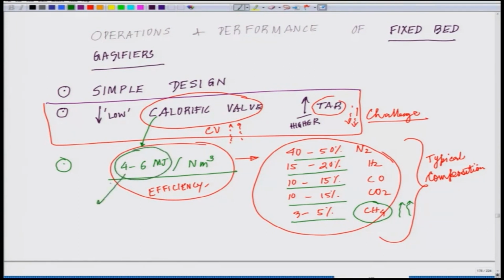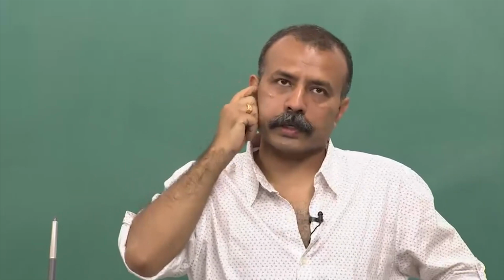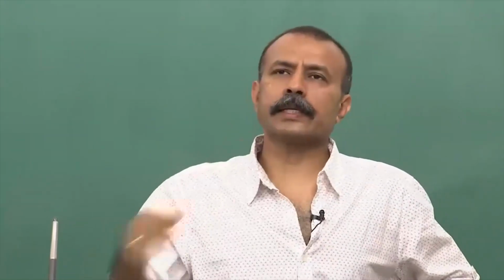Just to highlight again, if you are comparing with natural gas, naturally available gas from natural gas wells is around 36 megajoule per Newton meter cube, whereas man-made gas using a fixed bed reactor is around 4 to 6. So the take home message is that there is no optimal design.